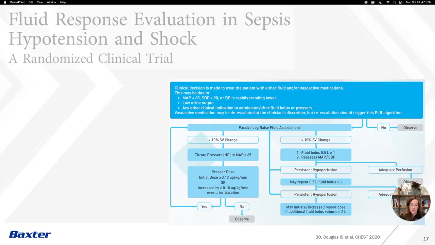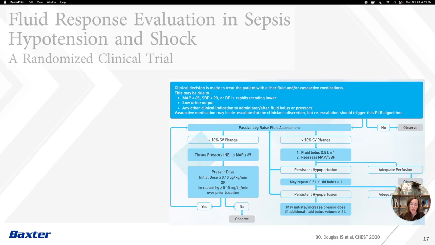The next question then to ask ourselves is, well, can this be done in a prospective trial? There was a prospective randomized multi-center trial. The KU study formed this hypothesis that was then used in the FRESH study, the fluid response evaluation in sepsis, hypotension, and shock randomized clinical trial. So the setup was the same.